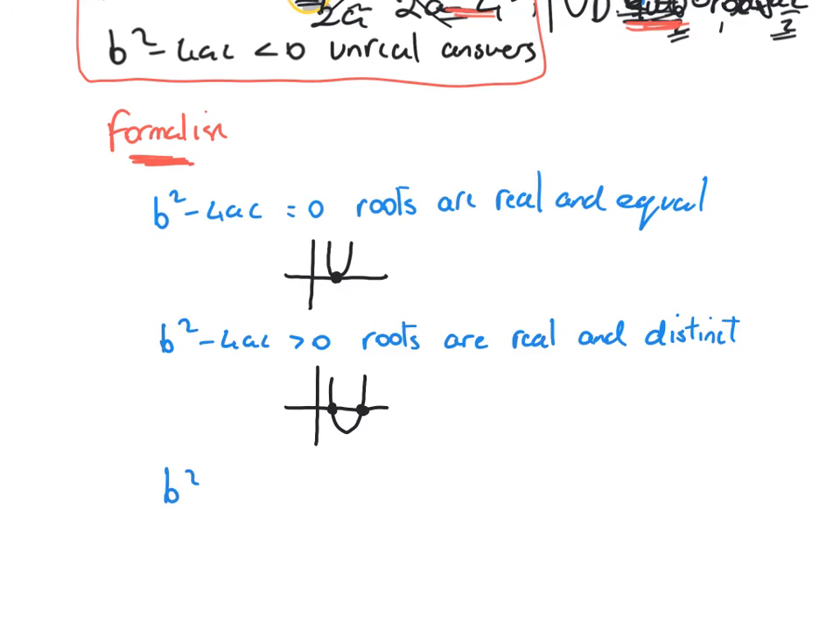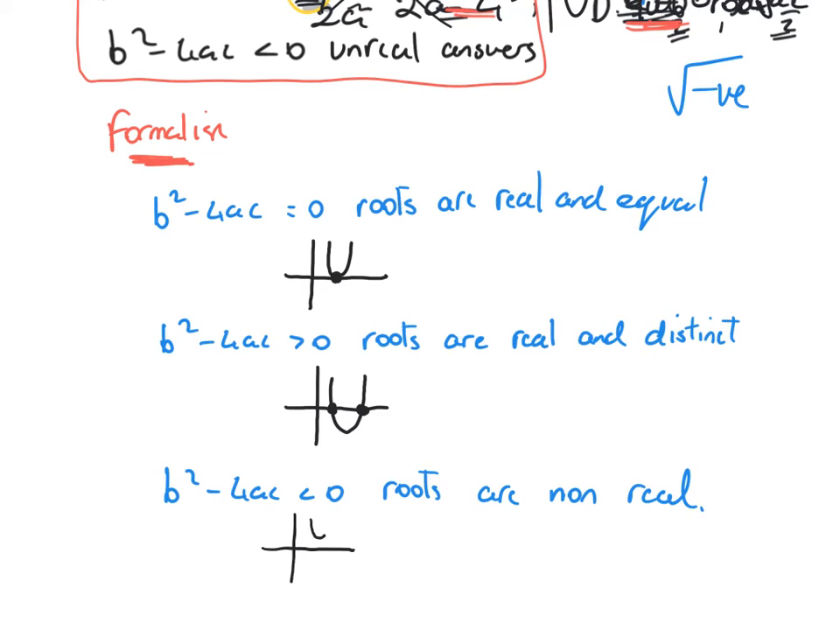Then there was the final scenario in which the discriminant was less than 0. We then ended up getting the square root of a negative number, and we know that that's not real. So at that point we say that the roots are non-real. In terms of what that would look like, that might look like this. We're not cutting the x-axis at all. Now we call this stuff the conditions of the discriminant.